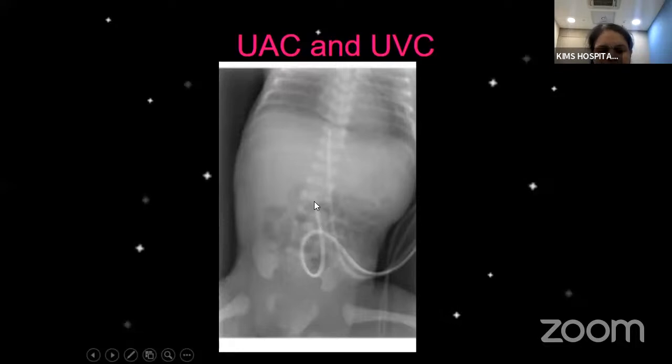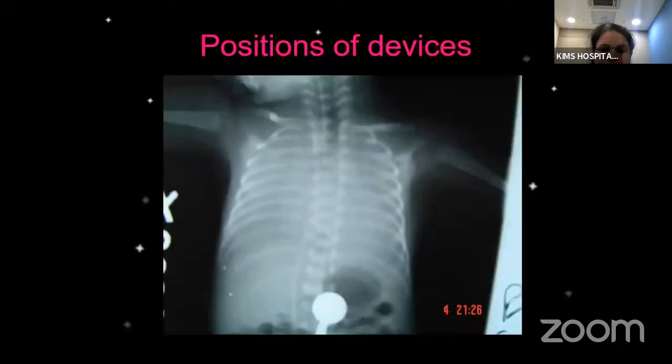This UAC is placed at a lower level. So the two acceptable positions of the umbilical arterial catheter are either the high UAC, with the tip lying between T6 to T9, and the low UAC, which is typically at L3 to L4. Both these are acceptable positions, but we try to avoid the position between T11 to L1 in order to avoid interference to the blood flow of some of the major branches of the abdominal aorta.